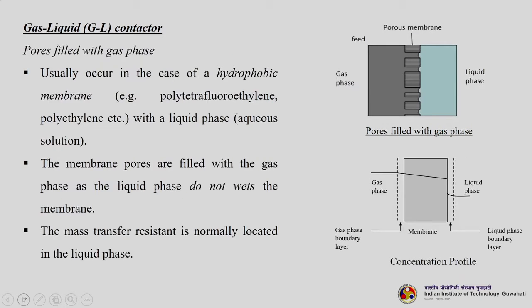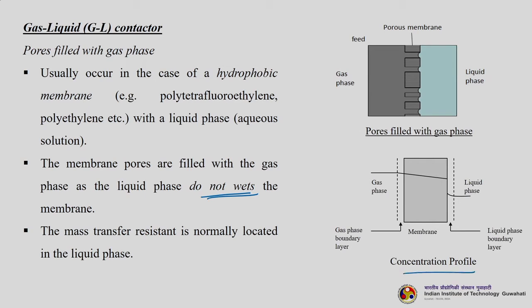Pores filled with the gas phase usually occur in the case of a hydrophobic membrane. To achieve the first case, where the pores are filled with gas phase, we need a hydrophobic membrane, for example polytetrafluoroethylene, polyethylene, etc., with a liquid phase which is basically an aqueous solution. The membrane pores are filled with gas phase, as the liquid phase does not wet the membrane. So, you have to choose the membrane material in such a way, that is why a hydrophobic material. The mass transfer resistance is normally located in the liquid phase.